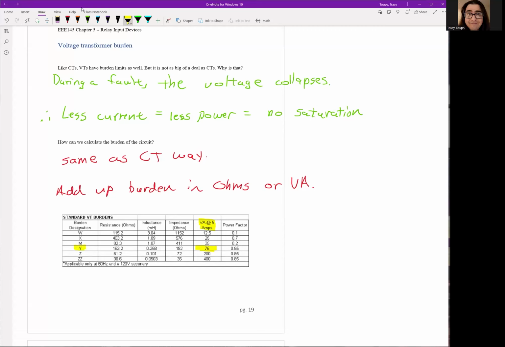Okay. But during the fault conditions, you don't have to worry about it. It's only during standard loading conditions.